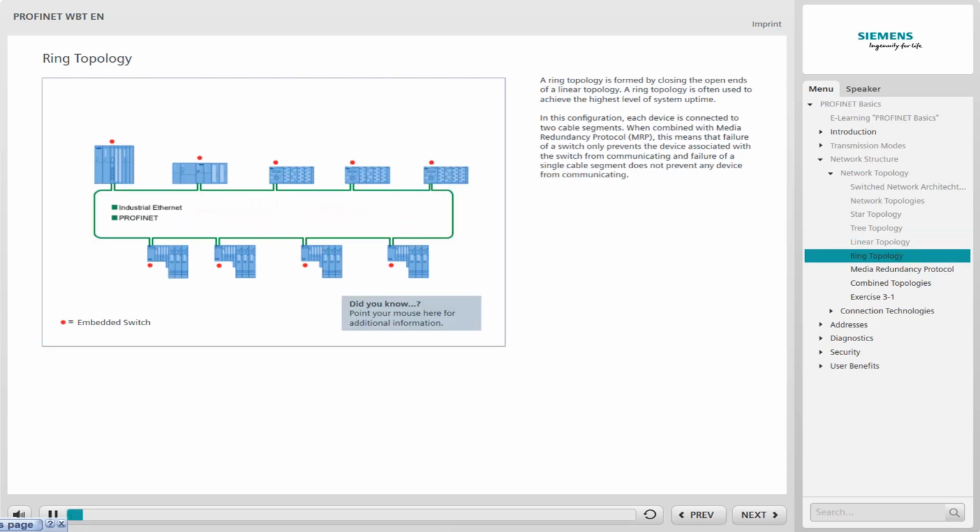A ring topology is formed by closing the open ends of a linear topology. A ring topology is often used to achieve the highest level of system uptime. In this configuration, each device is connected to two cable segments. When combined with Media Redundancy Protocol, MRP, this means that failure of a switch only prevents the device associated with the switch from communicating, and failure of a single cable segment does not prevent any device from communicating.